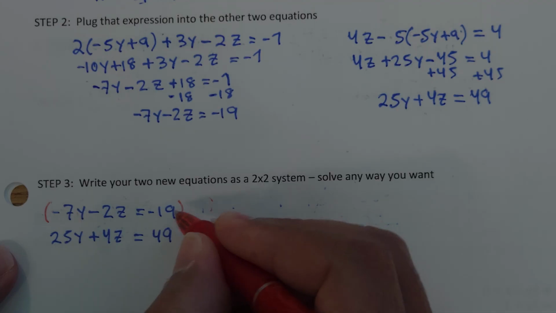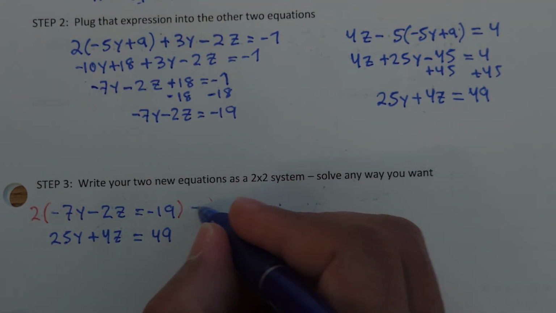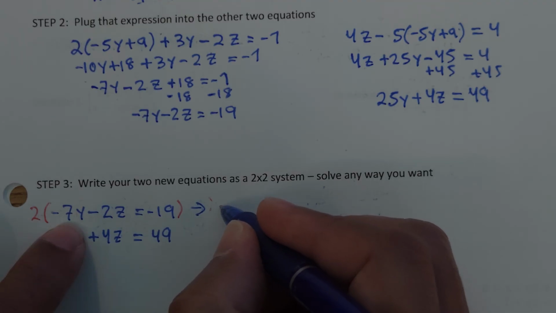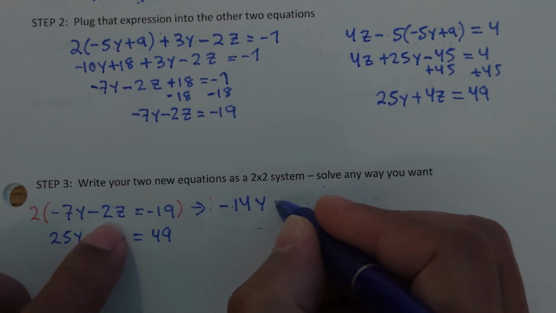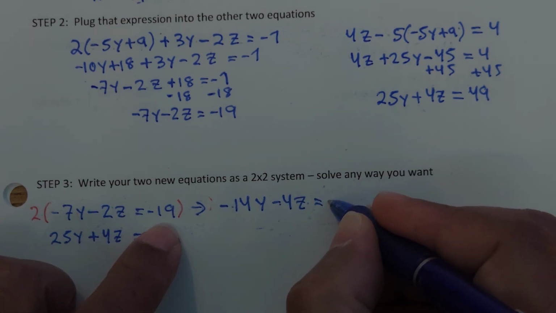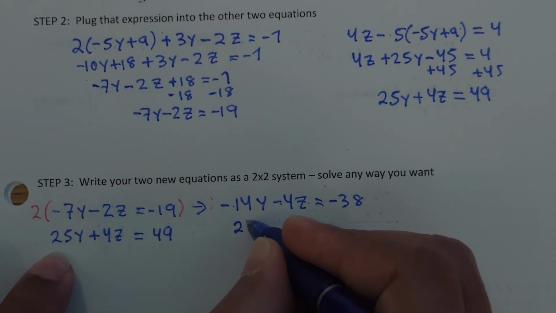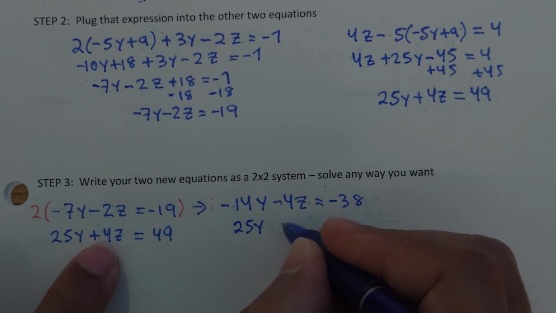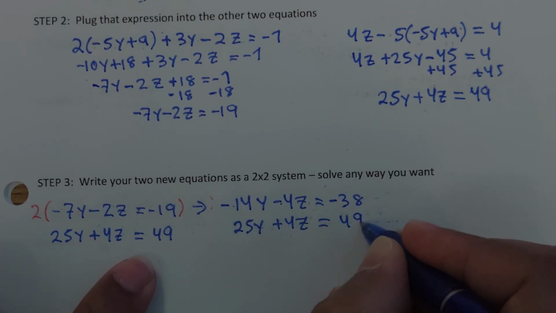Then since I have a 4z and negative 2z on the first equation, I'm going to multiply this one by a positive 2, so that the z's cancel. So once we multiply 2 times negative 7, that's negative 14y. 2 times negative 2z, that's negative 4z, equals 2 times negative 19, that's negative 38. And then the second equation, we don't have to do anything to it, so just copy it as it is. And this is 49.